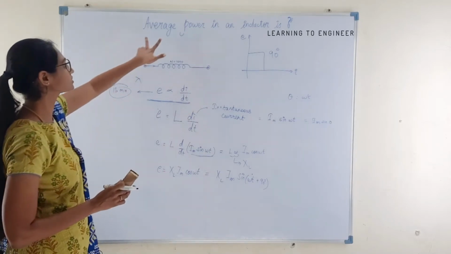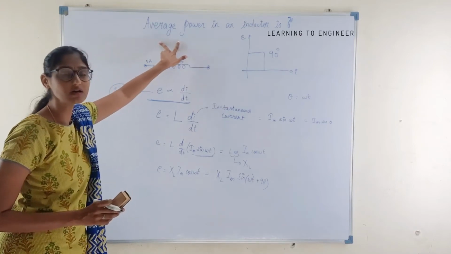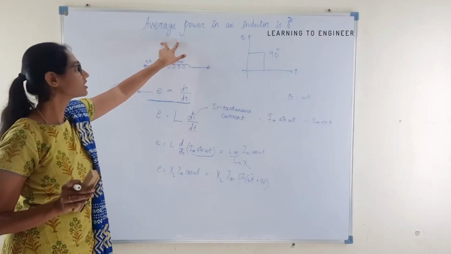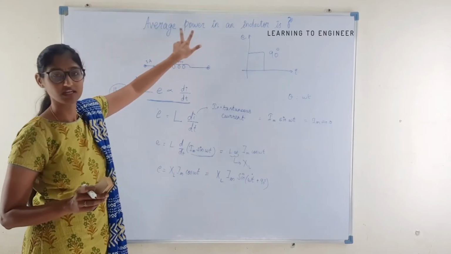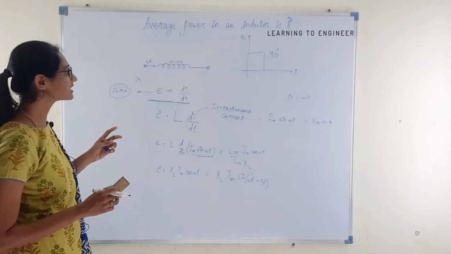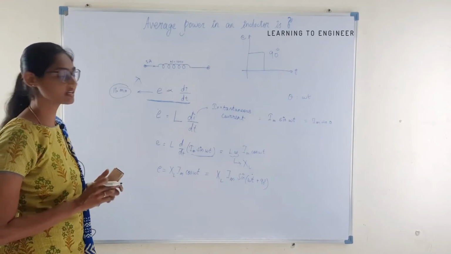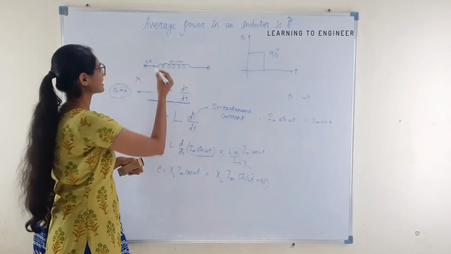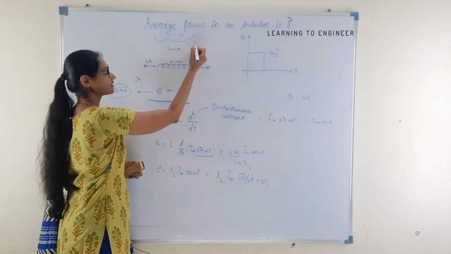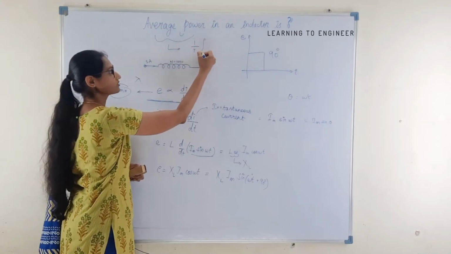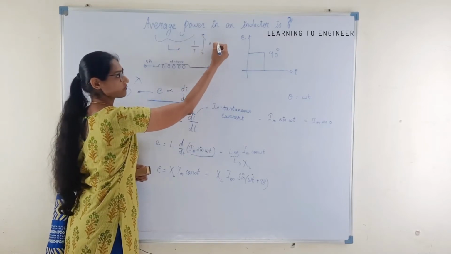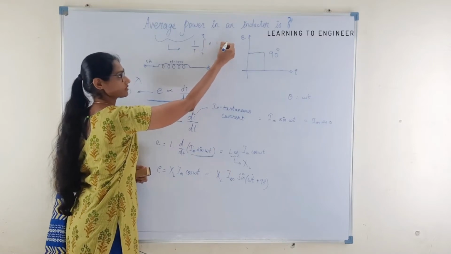So it is possible for us only to find out the RMS power or the average power or the form factor and so on. There is no term called power in an inductor. It is either an average power or an RMS power. Okay. So what is the average power in an inductor? What is the general format of this? The average power is nothing but 1 divided by the time period into the integral from 0 to T of instantaneous voltage into instantaneous current with respect to time.